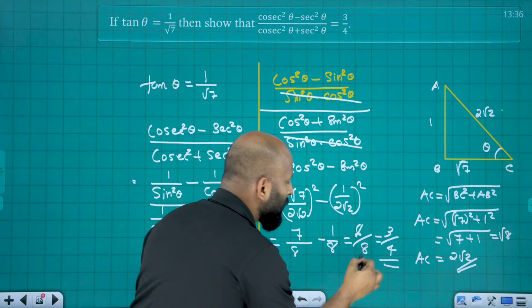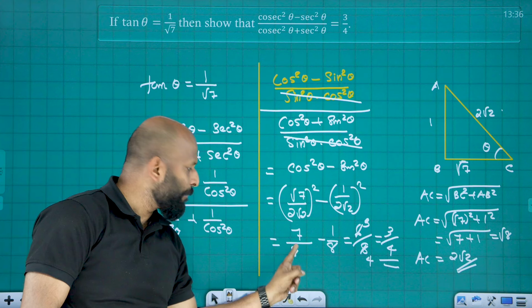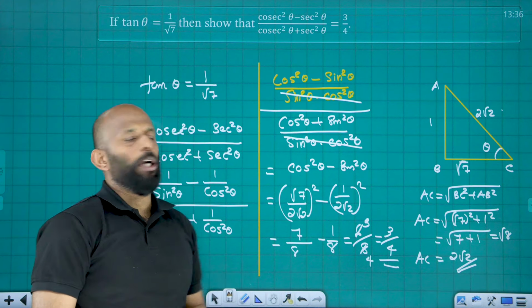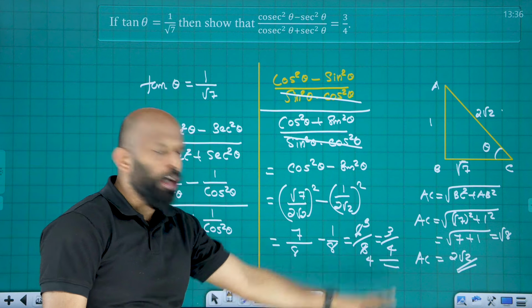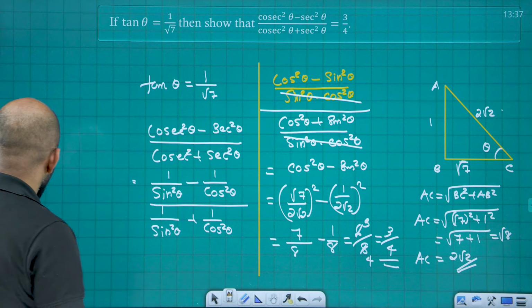6 and 8 we can cancel, we'll get 3 and 4 here. So how are we getting 6 here? The denominator is the same. If the denominator is the same, we can combine the numerators. 7 minus 1 is equal to 6. 6 by 8 is equal to 3 by 4. Hope all of you understood this question. Now we can move to our next question.